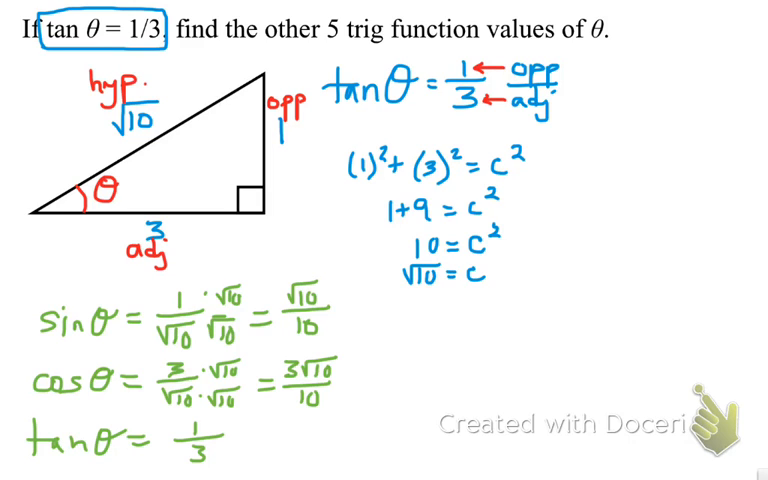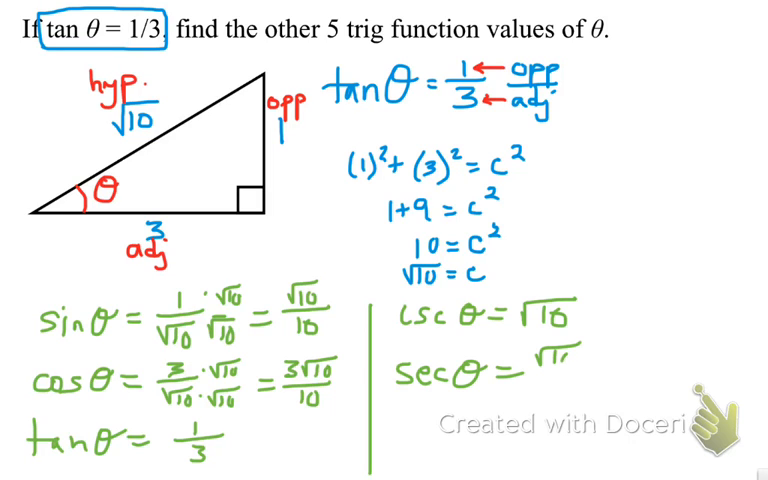That was 1/3. And we'll take the reciprocal definitions of cosecant, secant, and cotangent to calculate these trig function values. So hypotenuse over opposite for cosecant is just root 10. Hypotenuse over adjacent is root 10 over 3 for secant, and then cotangent, adjacent over opposite, is 3. So a little bit different on the second example to get started, and then we finish the same way once we know all 3 side lengths.